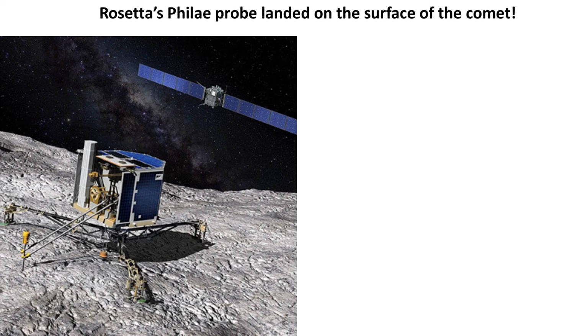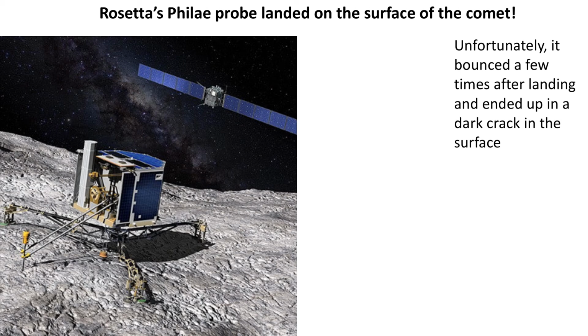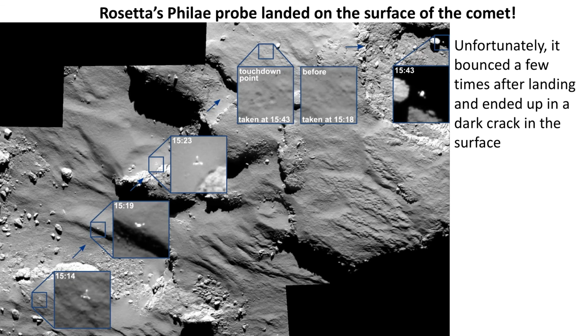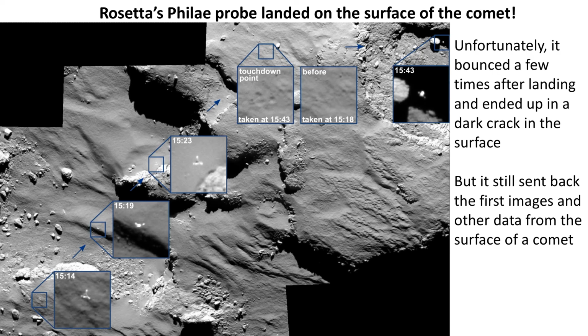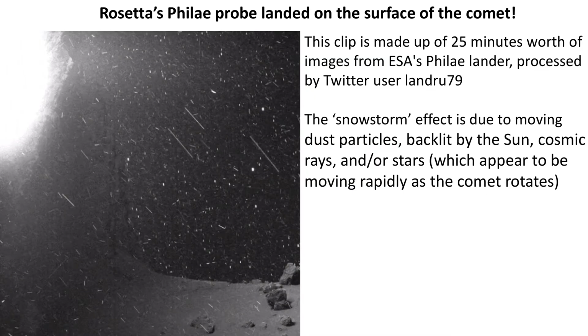And I just want to show you these amazing images from the Rosetta probe Philae that landed on the surface of the comet. And unfortunately, it did bounce a few times after landing, and it ended up in a dark crack in the surface. So they finally managed to track where it was at different times. You can just see it in this image. It's really amazing that it actually managed to sort of survive. And then here it is where it ended in this dark crack. But it still sent back the first images and other data from the surface of a comet.